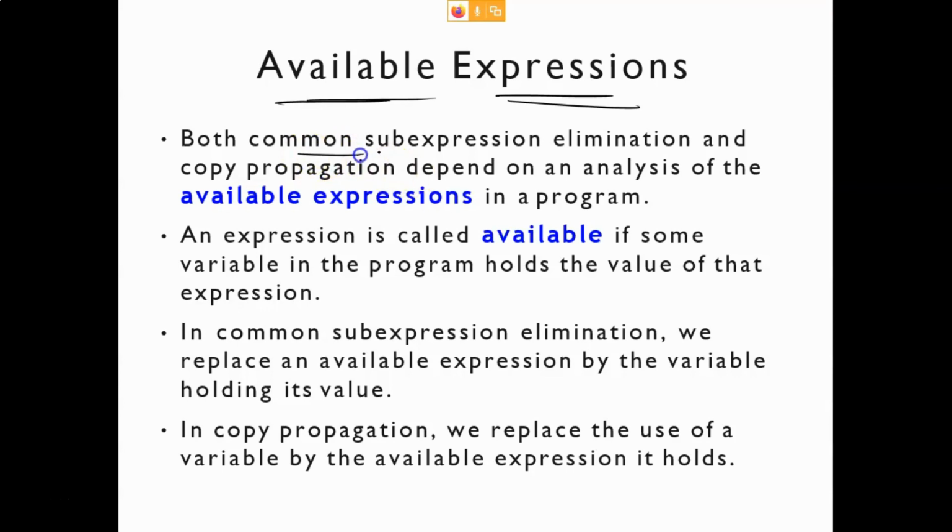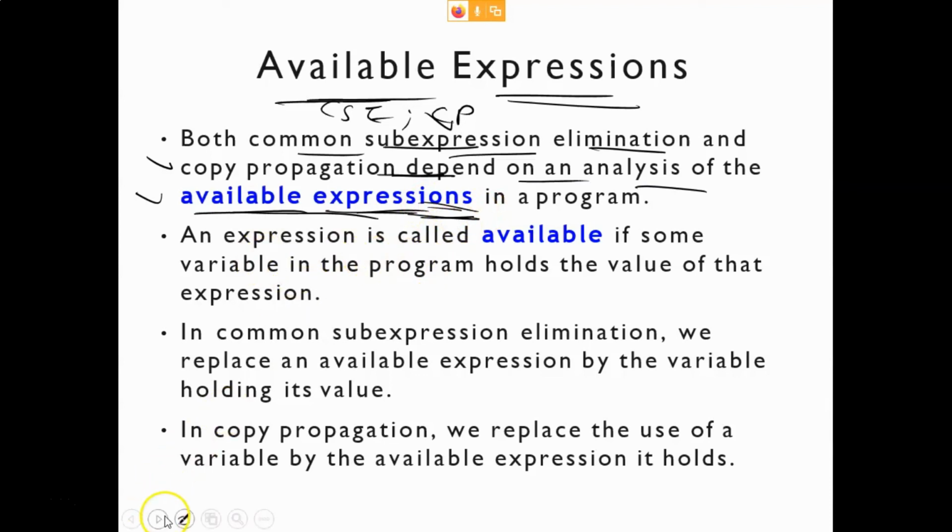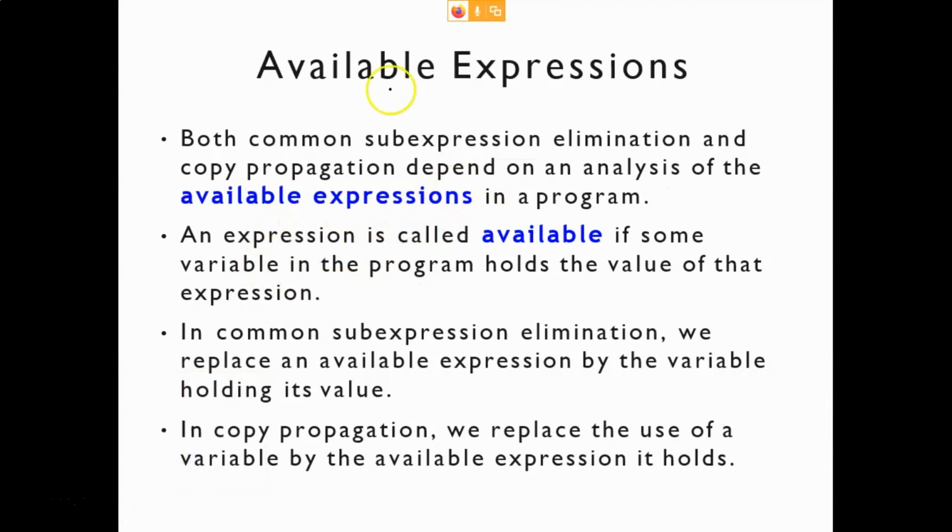You can see that both common subexpression elimination (CSE) and copy propagation depend on the analysis called available expression analysis. So first we will do this, and many different optimization techniques can make use of this analysis. Now, what is the definition of available expression? An expression is called available if some variable in the program holds the value of that expression.